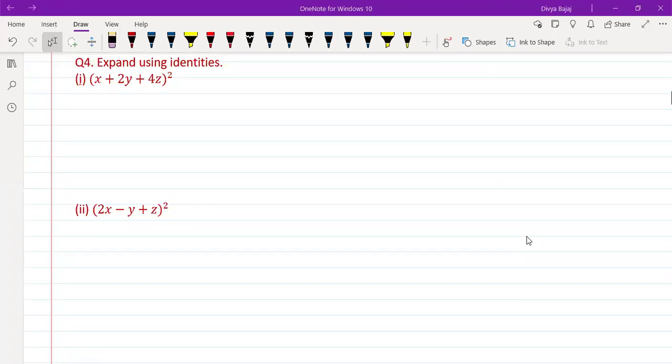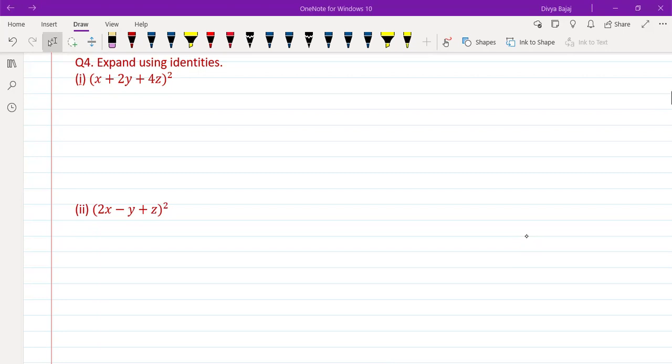Welcome back, children. Let's start with the next question of the same exercise, which is our question number 4. The question says we have to expand the given one using identities. Now, let's look at this question carefully. In this question, in the bracket, we have three terms. This is the first term, second term, and third term. And all are added. And then we have the square of the bracket.